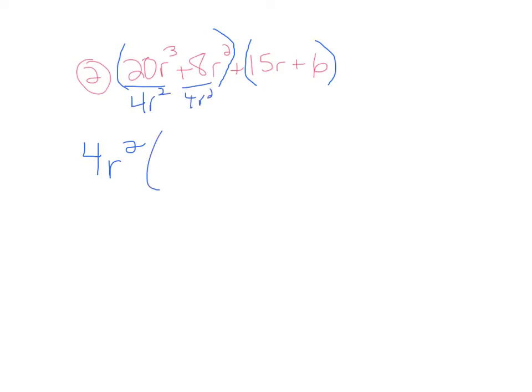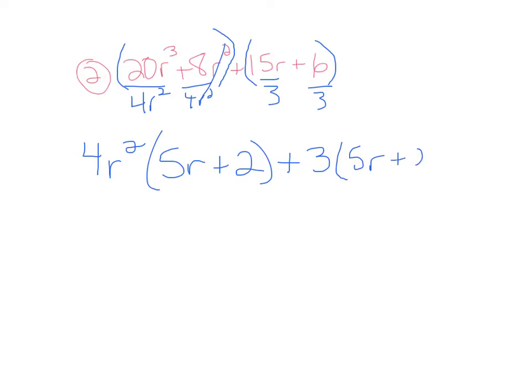Alright, so 20 divided by 4 is 5. R to the third divided by r is r. And then 8 divided by 4 is 2, and my r's cancel. Right, now 15r plus 6, they have a 3 in common. Okay, and 3 will go into 15r, 5r times, and 6 divided by 3 is 2.